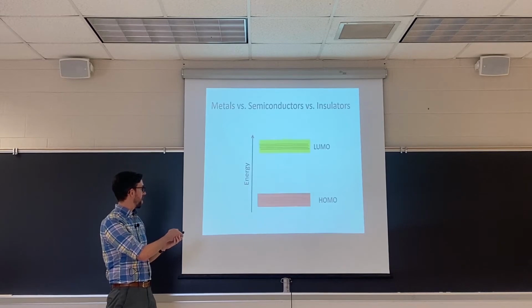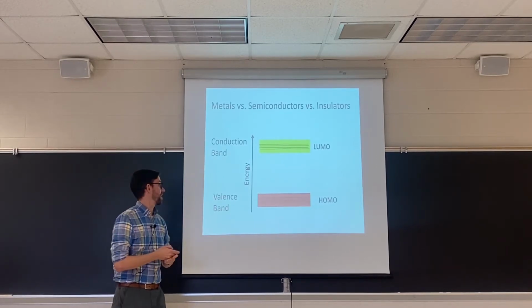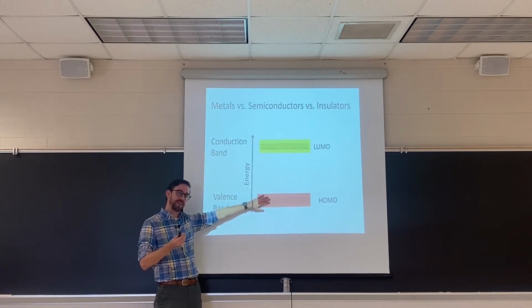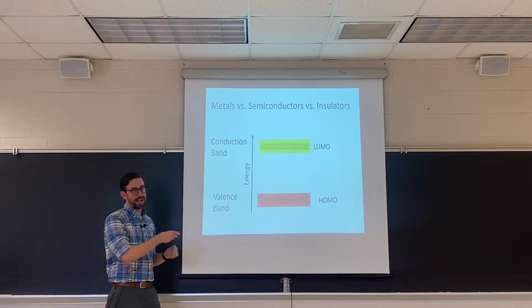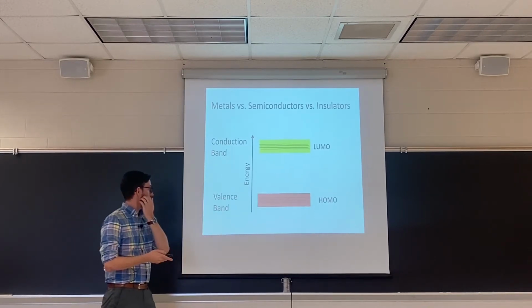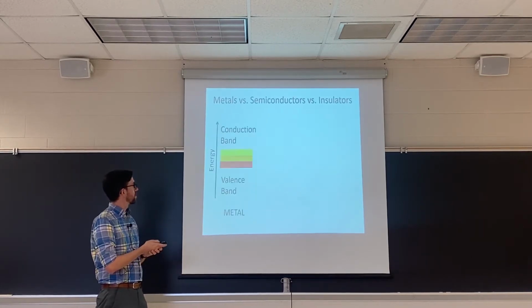This band of the highest occupied molecular orbitals is called my valence band. And this band up here is going to be called my conduction band. So here, electrons are kind of bound to a specific atom. Here, electrons can flow throughout the material. That's why it's called the conduction band. It conducts electricity. So to understand semiconductors, we're going to compare them to metals and insulators.